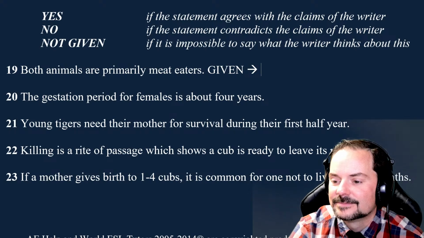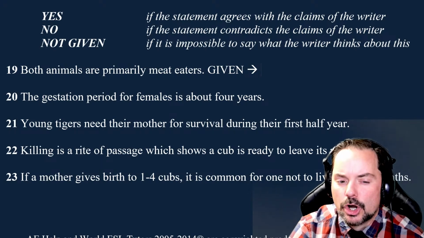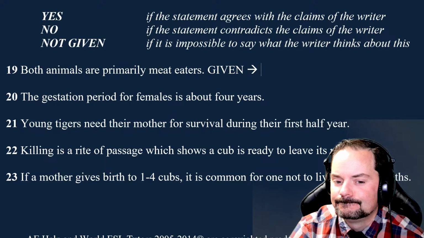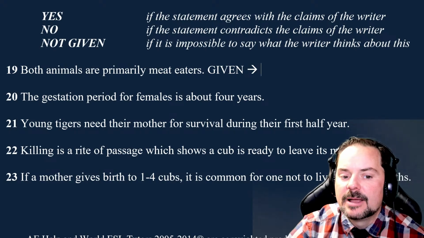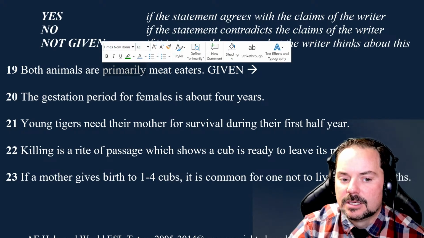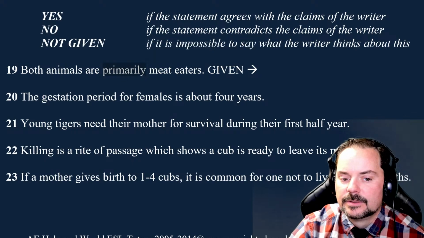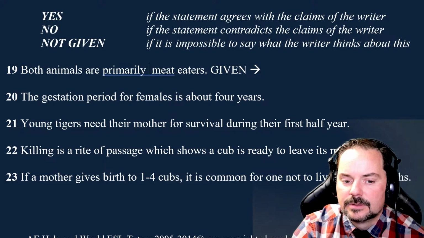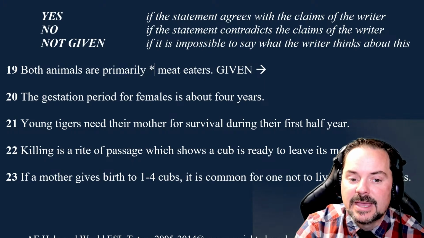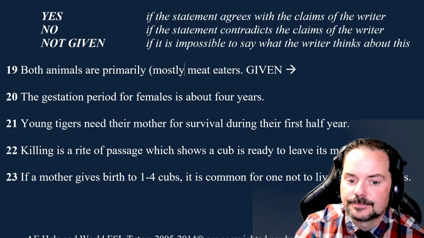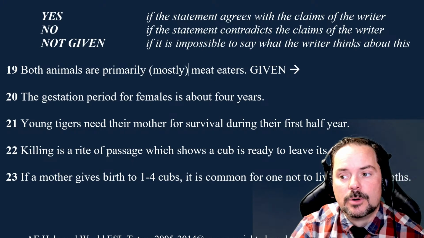Both animals are not primarily meat eaters. I do not agree with this point. Tigers, Anna, tigers. What do they eat? What does the word primarily mean? It denotes the normal diet of tigers. So primarily means mainly, mostly. So they are mostly meat eaters, right?